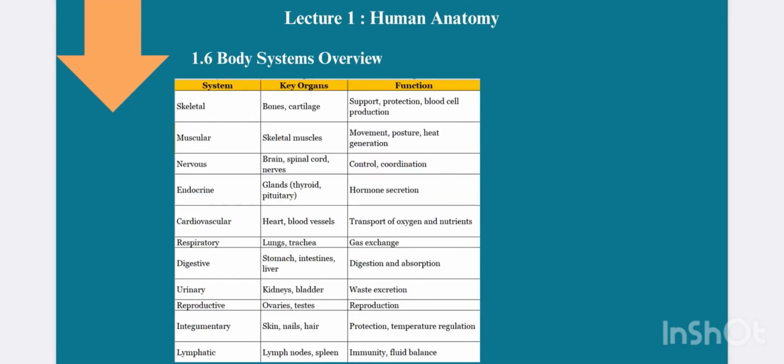Then body system review. We have systems in our body, basically skeletal system, muscular system, nervous system, endocrine, cardiovascular, respiratory, digestive, urinary, reproductive, integumentary, lymphatic, which we will learn in more classes.